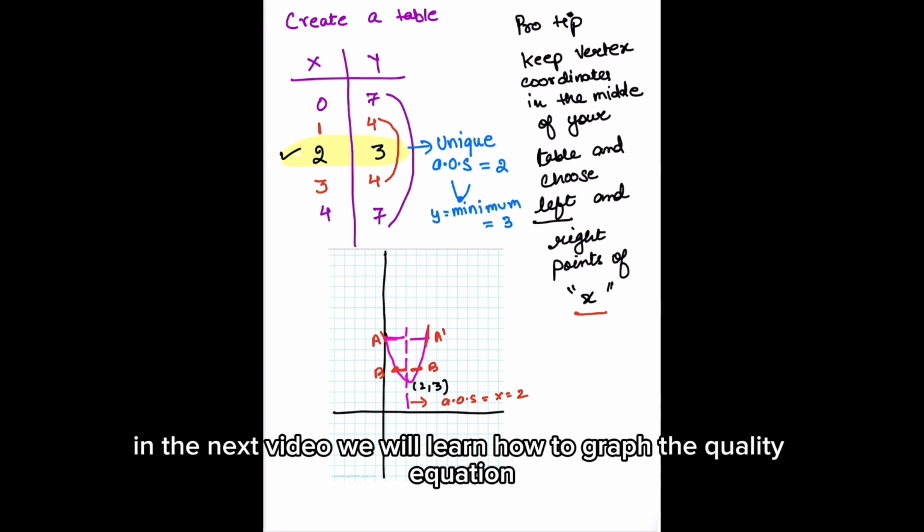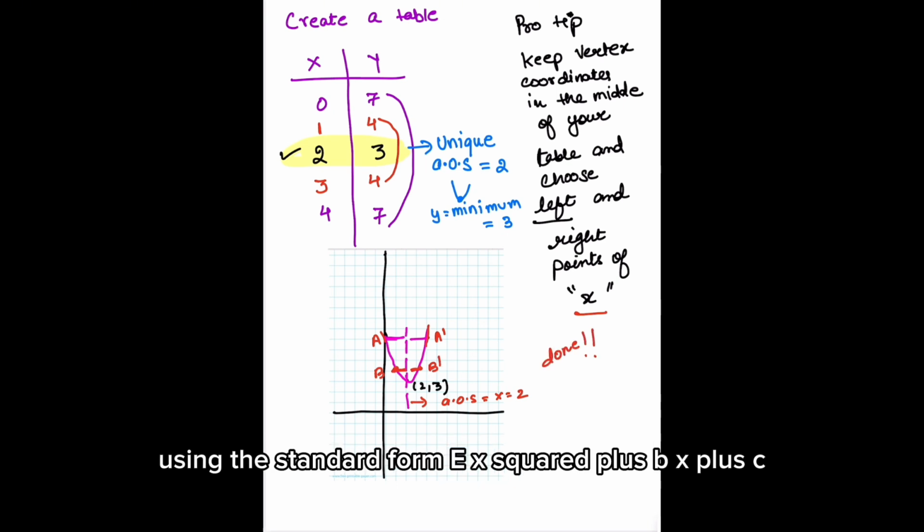In the next video, we will learn how to graph the quadratic equation using the standard form, ax squared plus bx plus c.